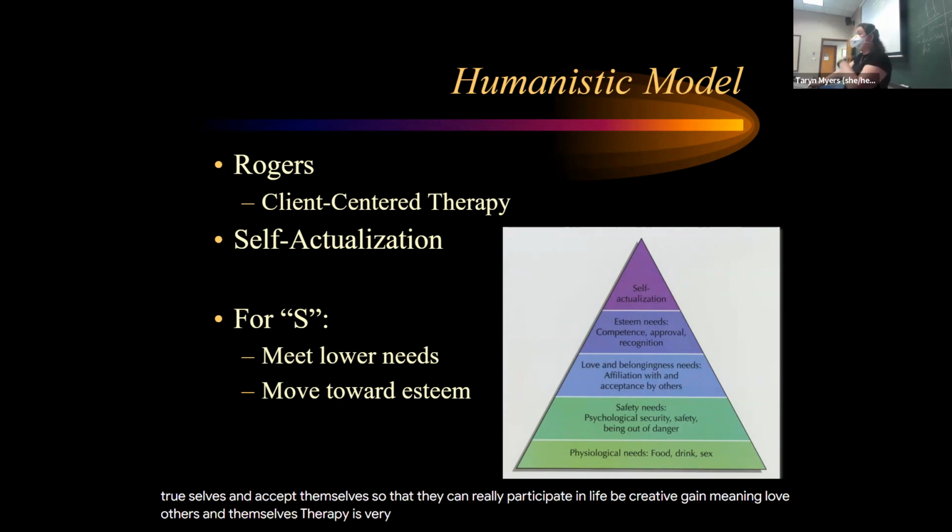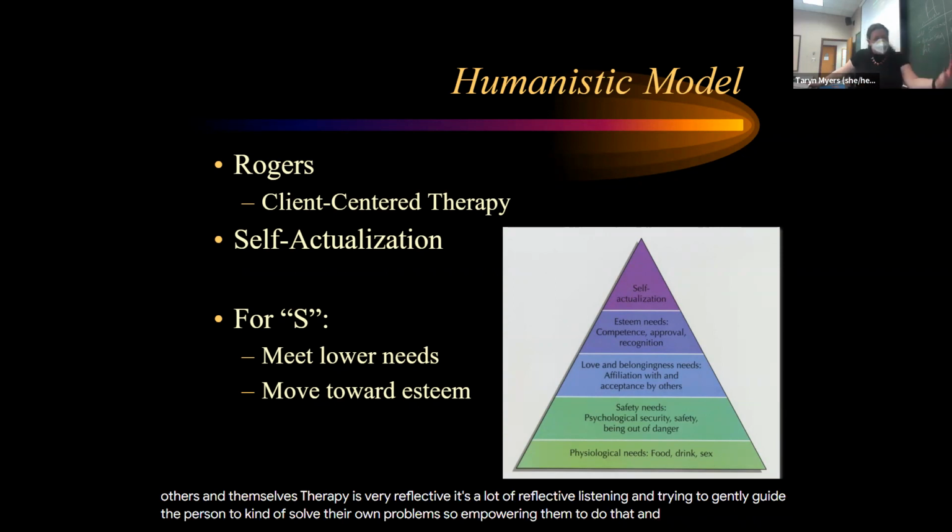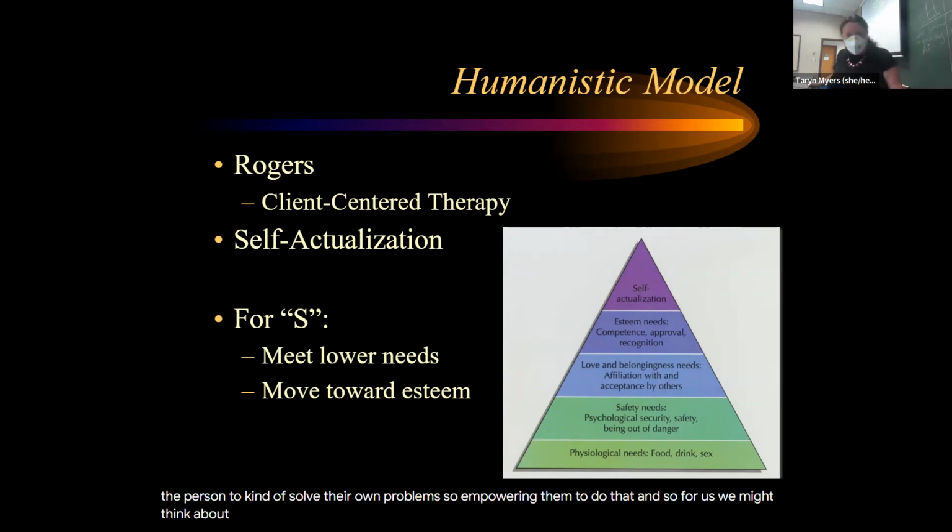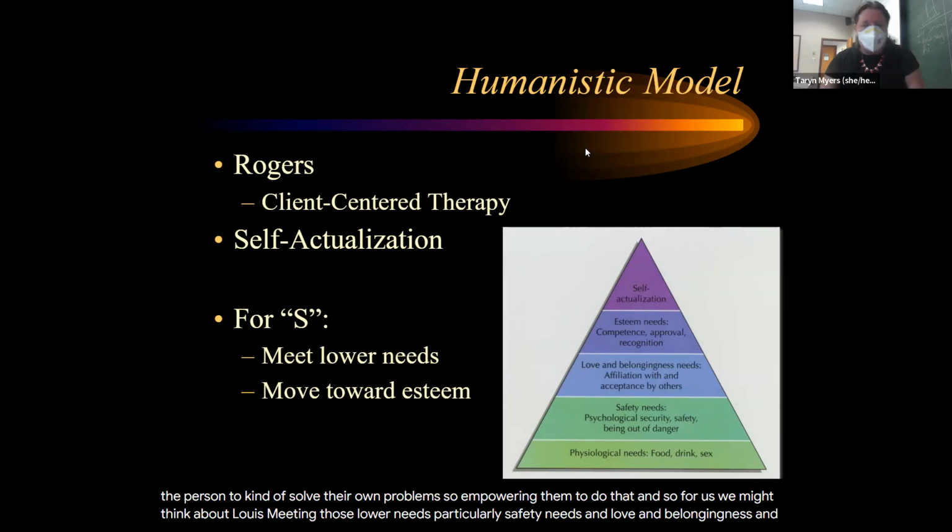Client-centered therapy is very reflective. It's a lot of reflective listening and trying to gently guide the person to kind of solve their own problems. So empowering them to do that. And so for us, we might think about meeting those lower needs, particularly safety needs and love and belongingness, and move towards esteem.